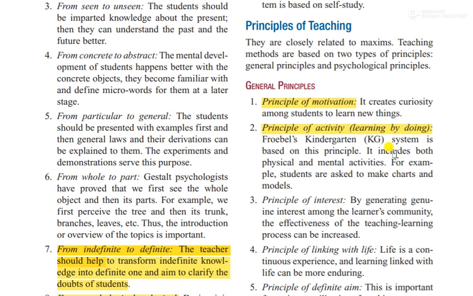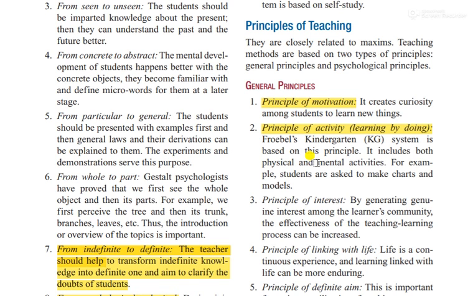Froebel's kindergarten KG system is based on this principle. It includes both physical and mental activity. For example, in the case of science, we can allow our students some practical activity. But in the case of social sciences, there can be some mental activity, where we can allow our students to think about something.